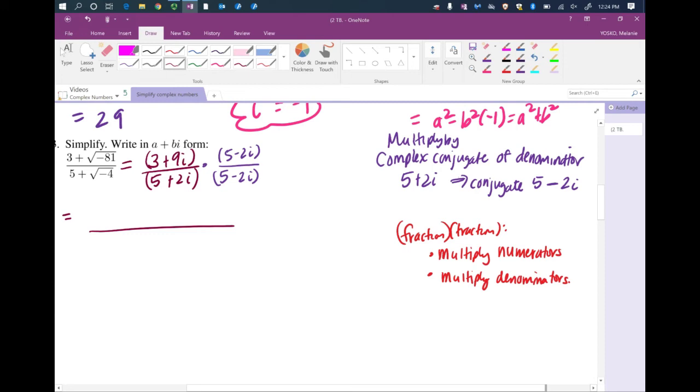So 3 times 5, that's the first term, so 15. And then we do outer, 3 times negative 2i, that's negative 6i. Inner is 9i times 5, so plus 45i. And then last, 9i times negative 2i, we get 9 times 2, 18, but it was negative, negative 18i squared. Take just a moment and make sure you can reproduce that. First, outer, inner, last. I'll label them. First, outer, inner, last. We're going to do the same thing with the denominator.